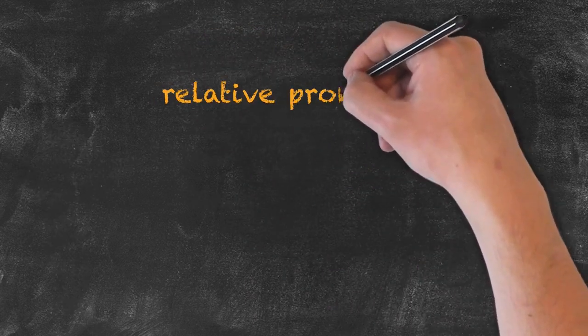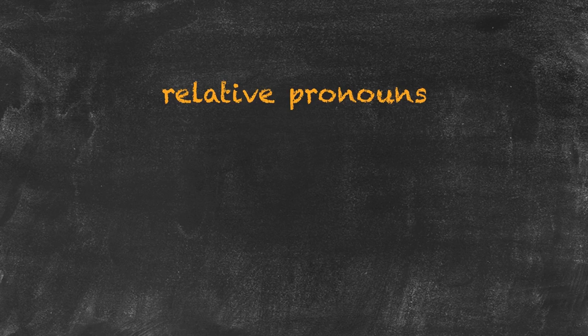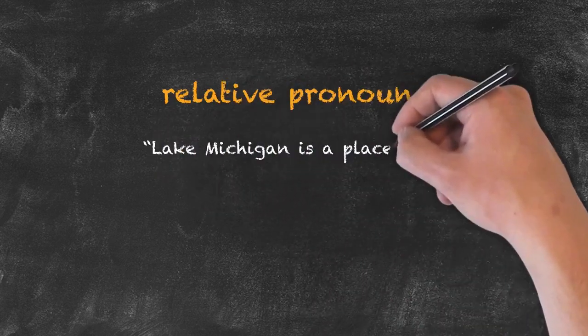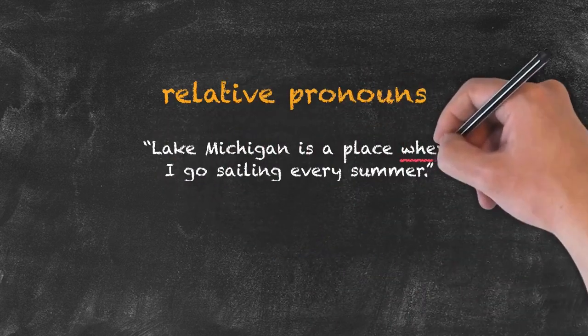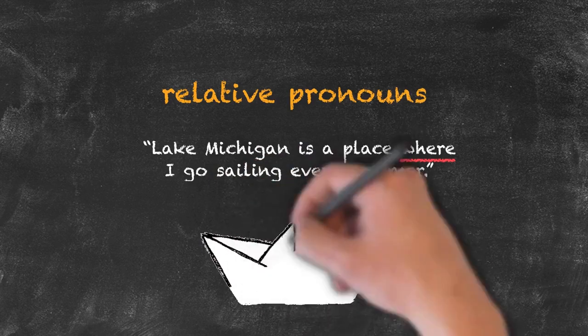Our relative pronouns basically help us add more information about the subject of the sentence. So I could say, Lake Michigan is a place where I go sailing every summer.